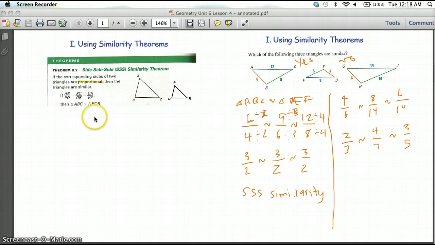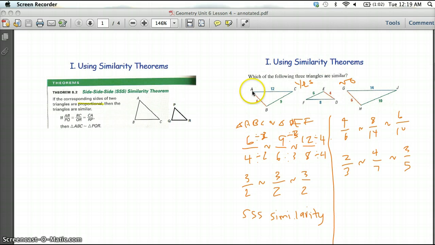So if we look here at the example, we have triangle ABC is similar to triangle PQR. Now, to prove that both of these triangles are similar, all of their sides need to be proportionate. So AB over PQ needs to be equal to BC over QR, which needs to be equal to CA over RP. And if all of those sides are proportionate, then we can say that triangle ABC is similar to triangle PQR.